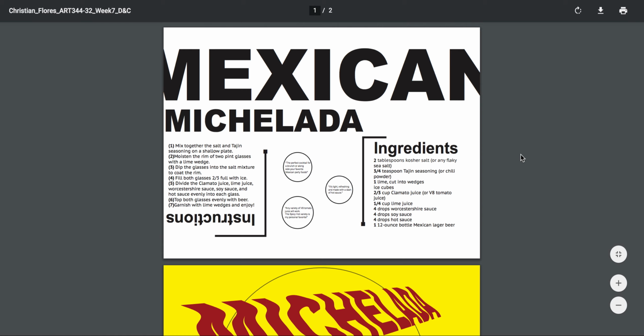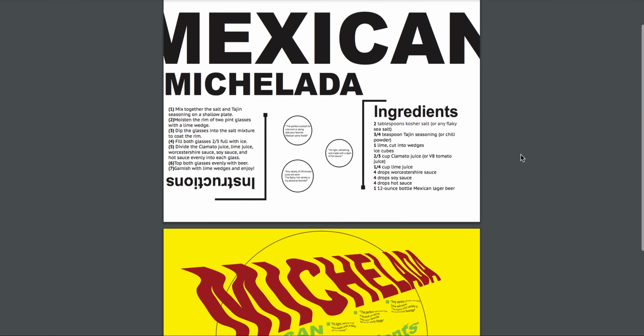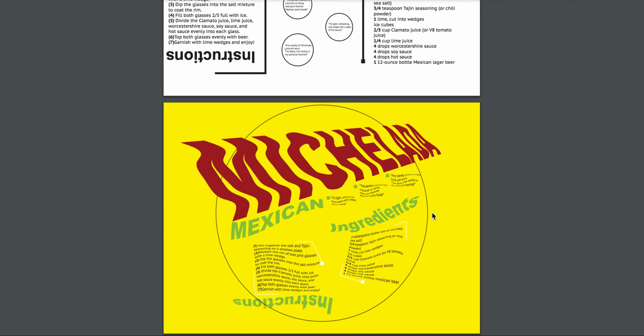This is Christian's work. This is Mexican Michelada. And it's interesting how you have done your denotative, and I definitely like where it's going. You're using color, and you're using those interesting effects for your type. Now, one thing I would say is to tone it down just a slight bit. I think it's great what you've done here and in some areas right here.